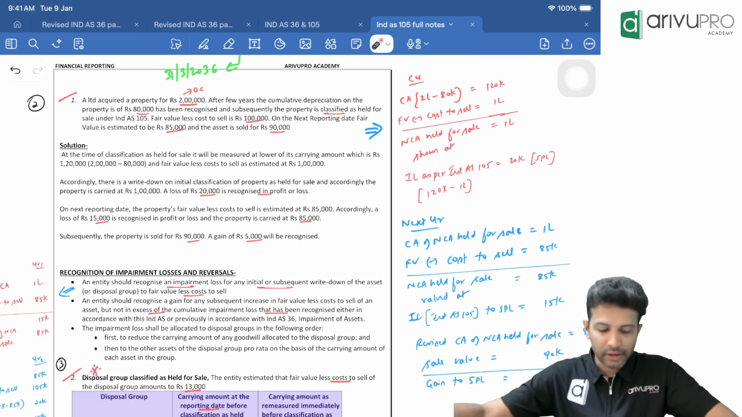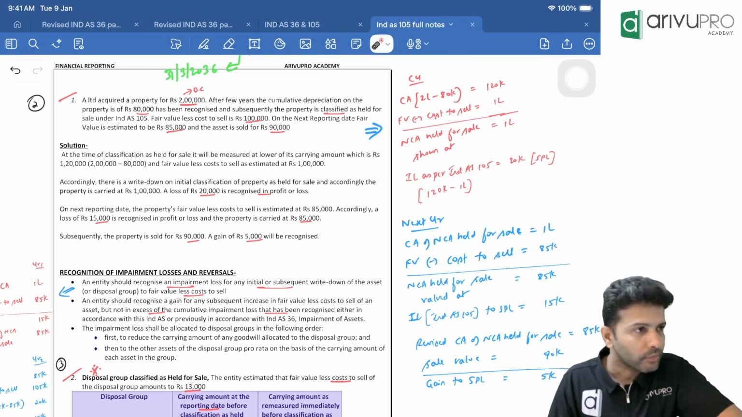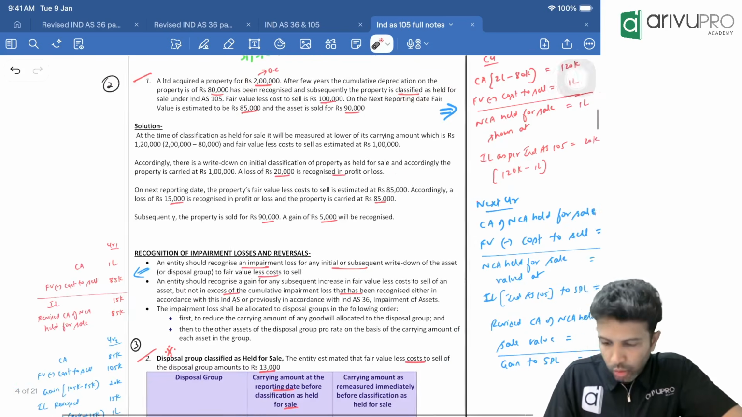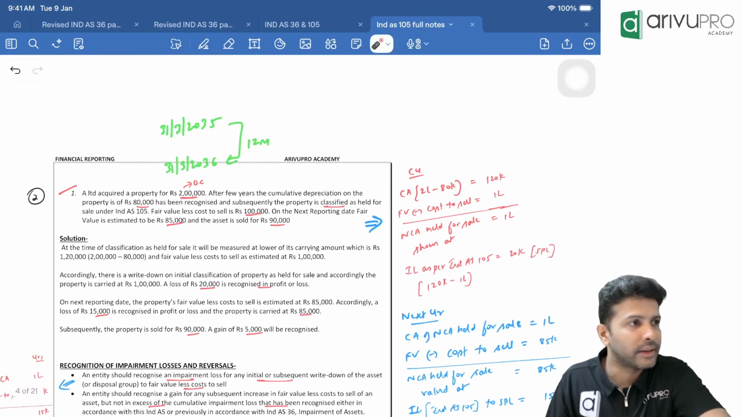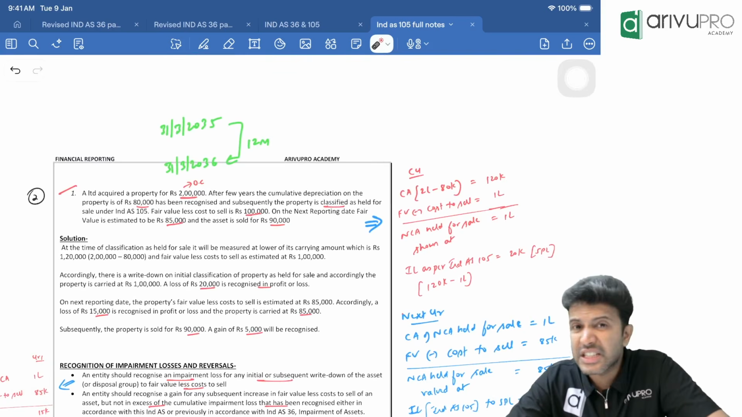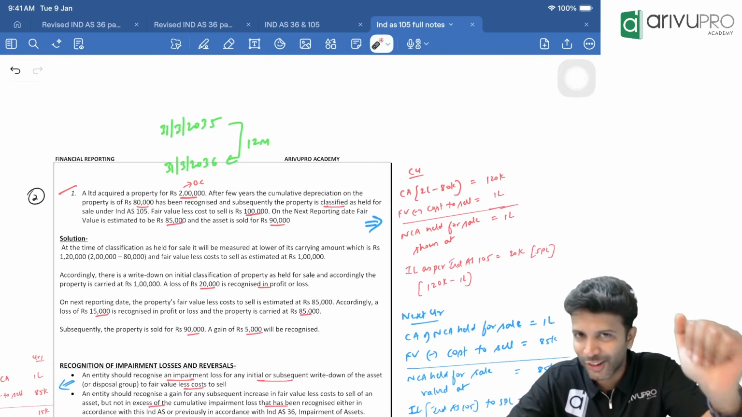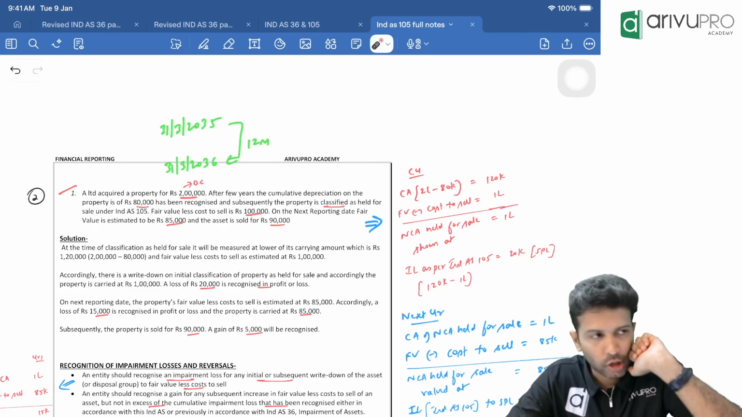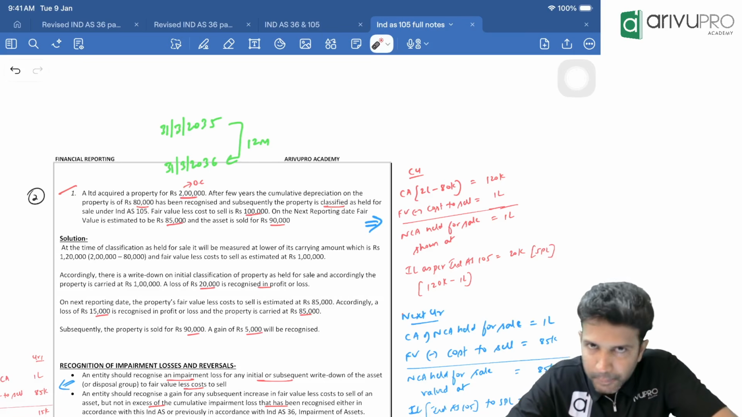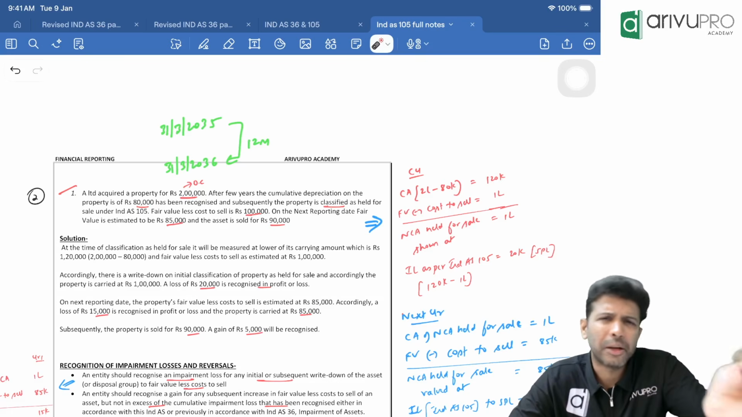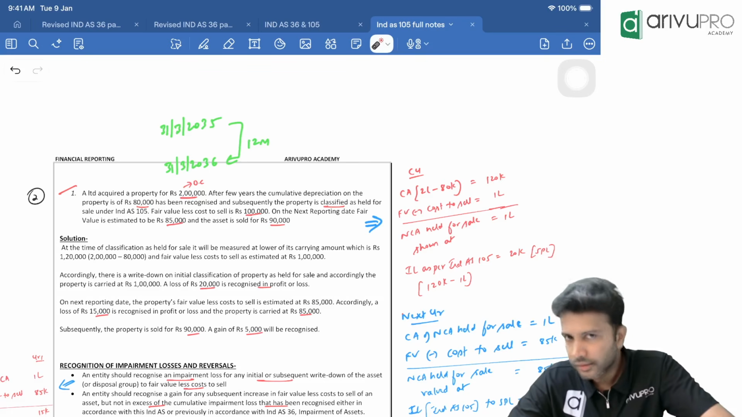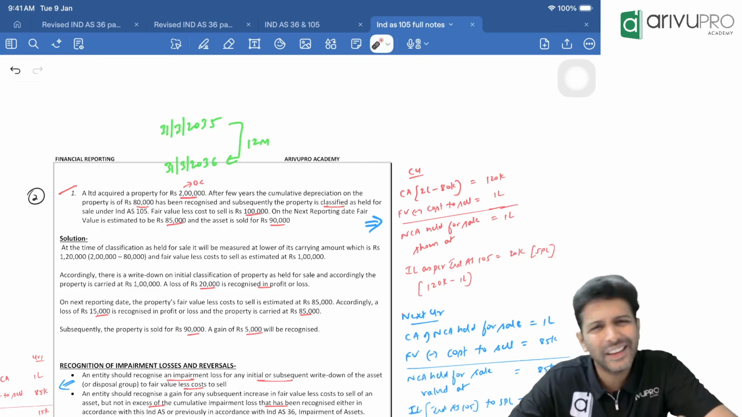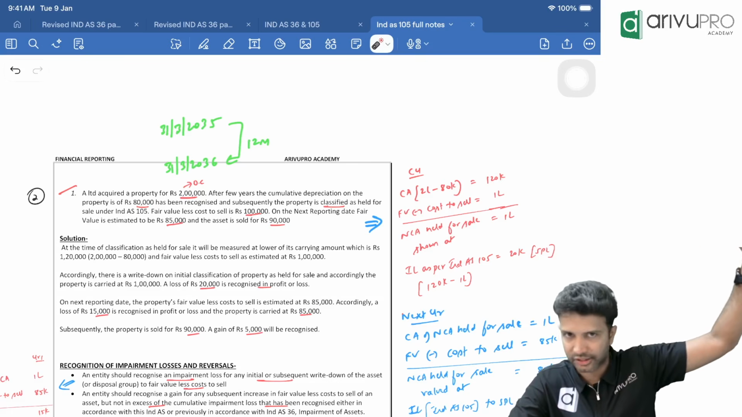Okay, fine, people. So moving along. Now, people, if you remember, in Ind AS 36 we studied yesterday that we can book impairment loss and we can also reverse impairment loss. But all that booking of impairment loss was based on indicator. Reversal of impairment loss was also based on indicator. That is as per Ind AS 36, right?